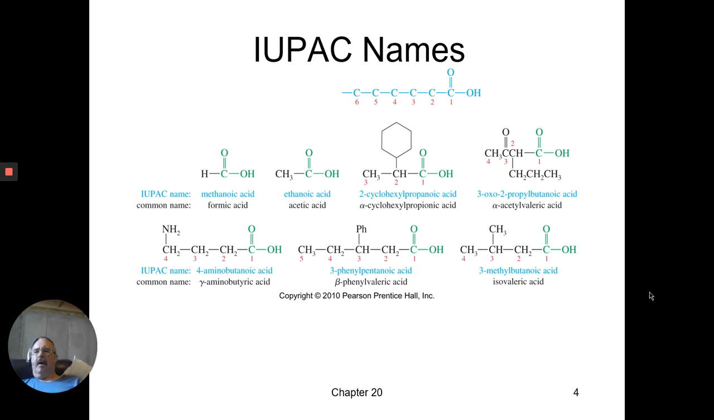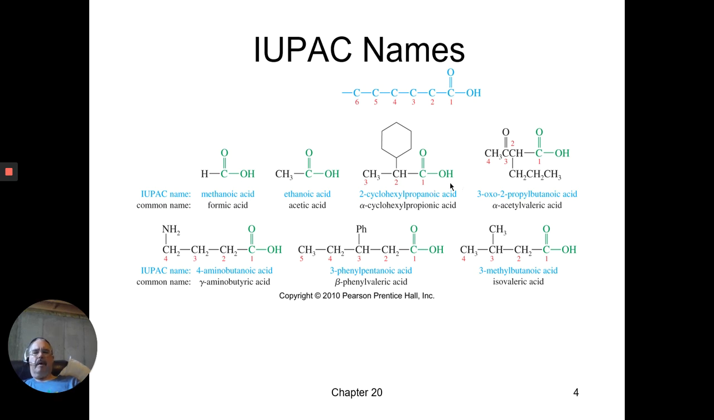Okay, these are IUPAC names. Formic acid is also called methanoic acid. The United States tends to use the common names more often, whereas in Canada and Europe, they use the IUPAC. Acetic acid is ethanoic acid, and this is 2-cyclohexylpropanoic acid.